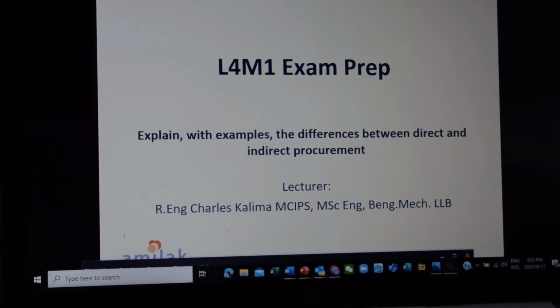Today we're going to be looking at the differences between direct and indirect procurement. It is a popular exam question in L4 M1, the scope and influence of procurement and supply. So let's go for it.